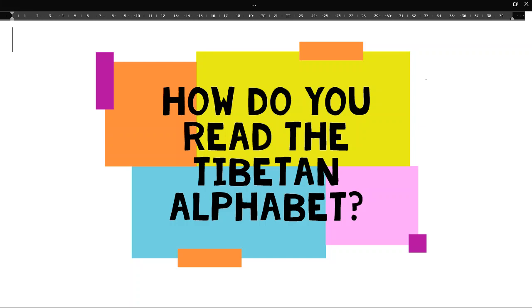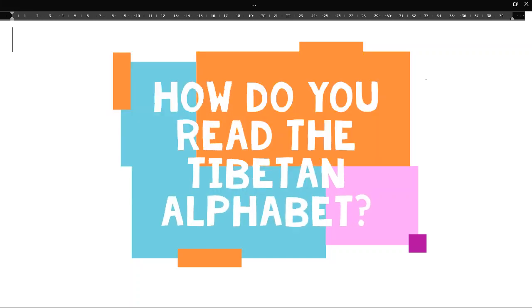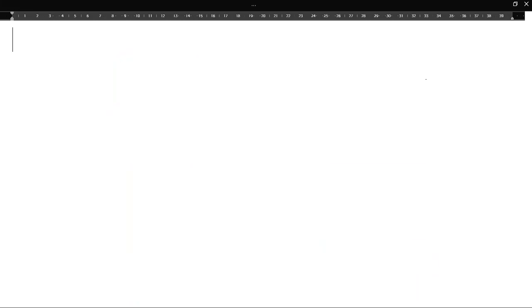So the first letter in the Tibetan alphabet is the strong, sharp K sound that we talked about. So ga. And in English, that's how it looks. And then if you switch to your Tibetan keyboard, it looks like this.